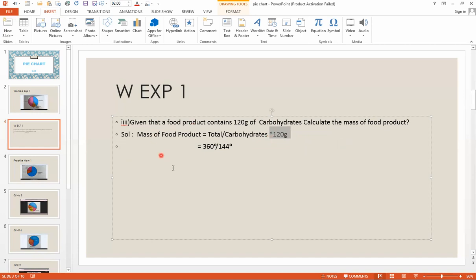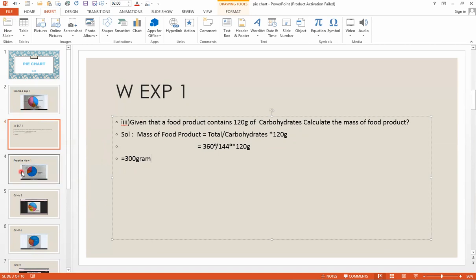So write it here. After solving all that, you will get your answer, and that is 300 grams. So the total food product weight is 300 grams, but only the weight of carbohydrate is 120. When you add the mass of fats, protein, vitamins, all the food product weight is 300 grams. It is all about work example number 1. I think it is clear.